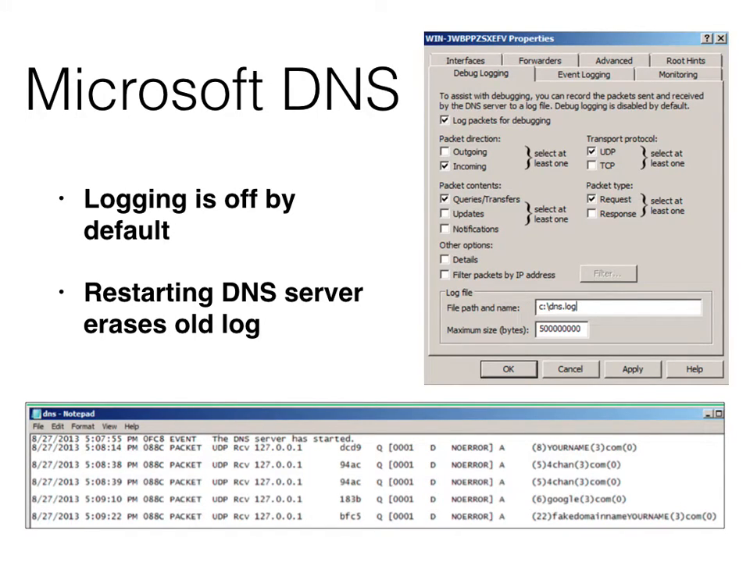Microsoft DNS is what Microsoft shops use. They kind of have to if they're using Active Directory. It also has no logging by default. You can turn it on here and choose what you want to log, incoming, outgoing, and so on, and then you'll see a text file with the things you chose to log.